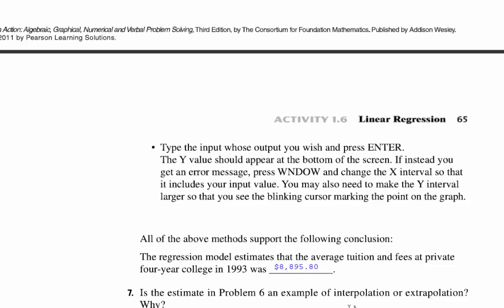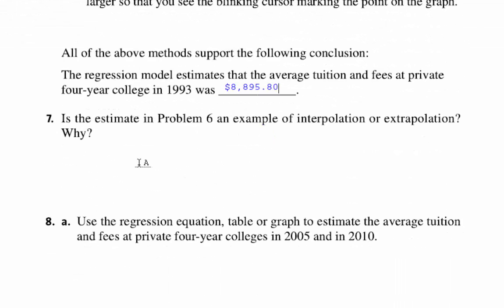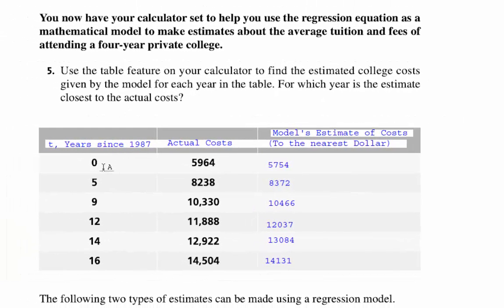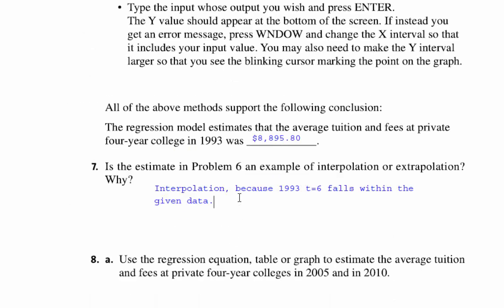Okay, moving on to question number 7. Is the estimate in problem 6 an example of interpolation or extrapolation? Well, let's take a look at our table. Remember, 1993 was 6 years past 1987. And since that 6 falls in between 0 and 16, it's interpolation. So I'll type my answer in here.